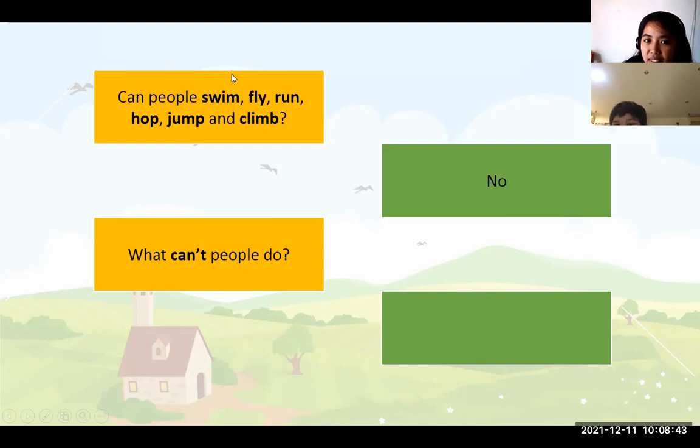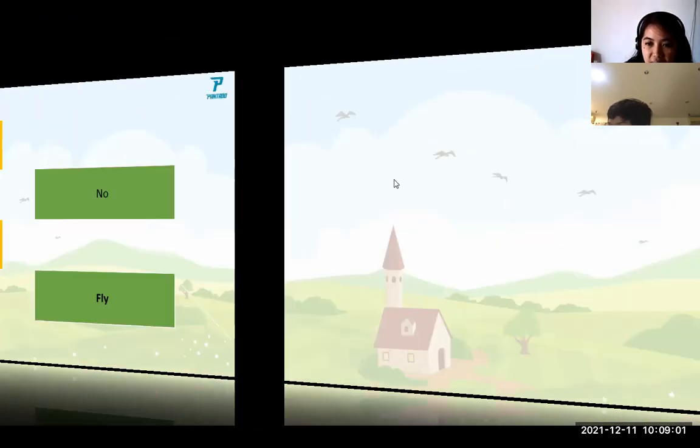Fly, very good. Fly like a fly. Yes, fly like an eagle. Fly like a soar high. Okay, so here, Zen, you say people cannot fly. People cannot fly. Okay, very good.